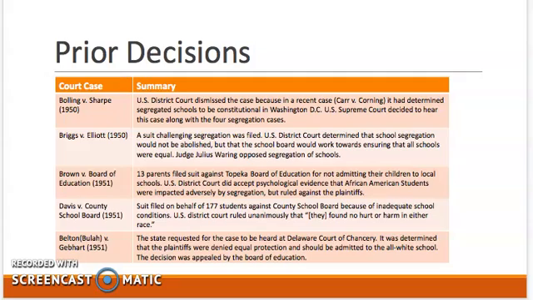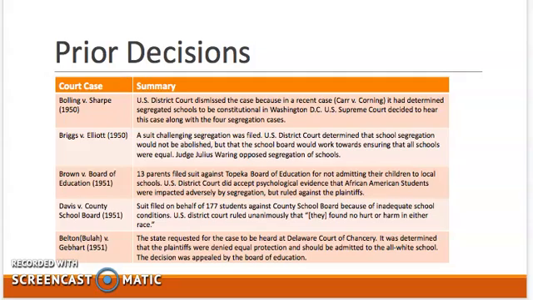In Davis versus County School Board, there was a suit filed on behalf of 177 students against the county school board because of inadequate school conditions. The U.S. District Court ruled unanimously that they found no harm in either race.